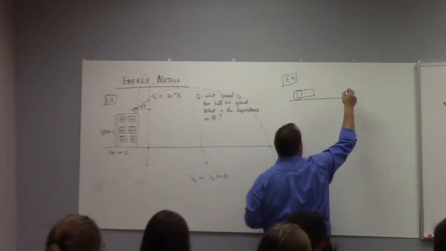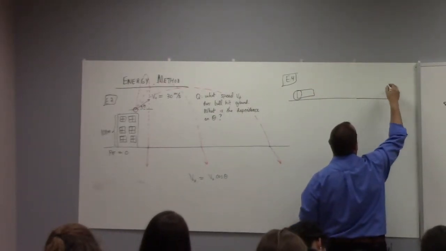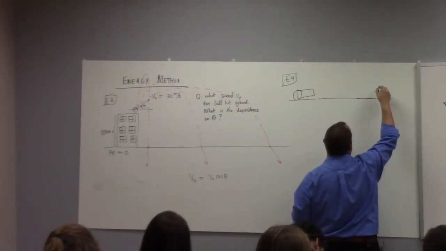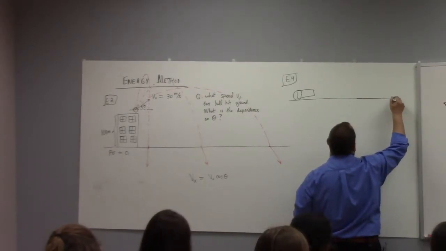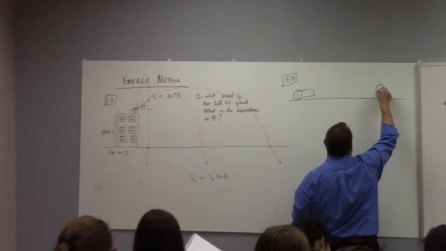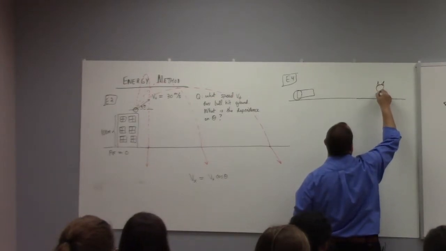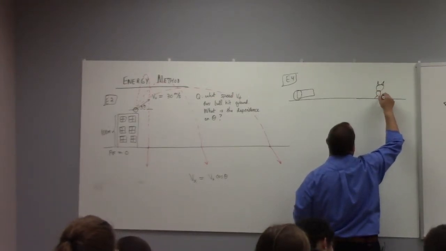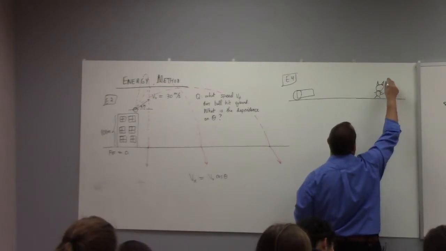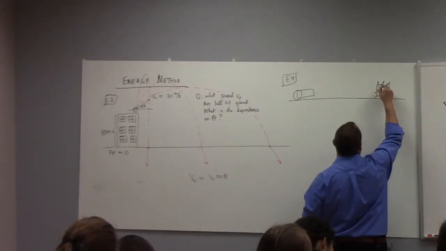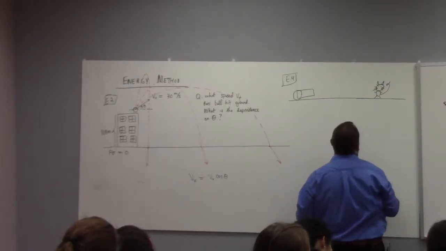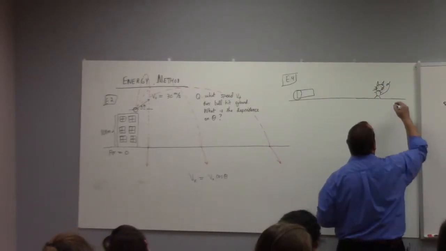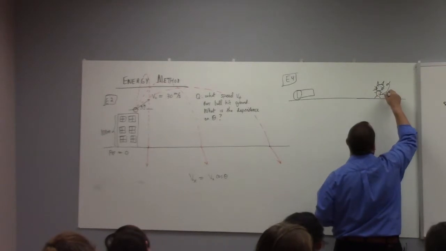Badly drawn. And then you, I don't know, you have a cat. Cat. Cannon shoots the cat. The cat has been affixed to a spring.